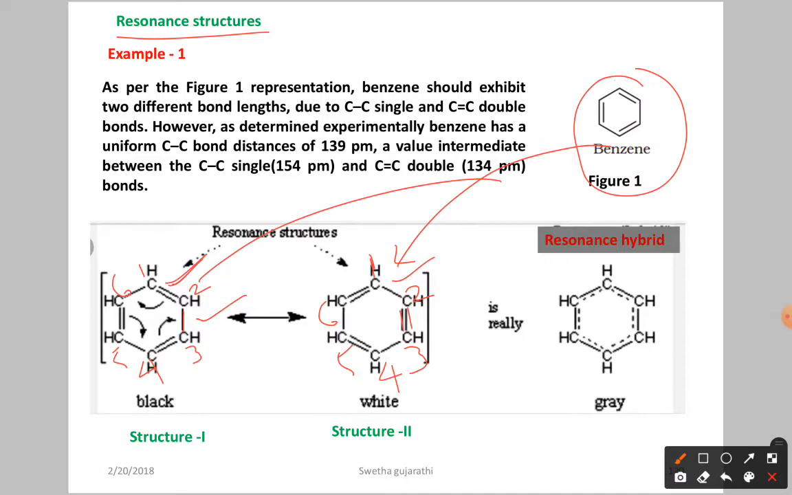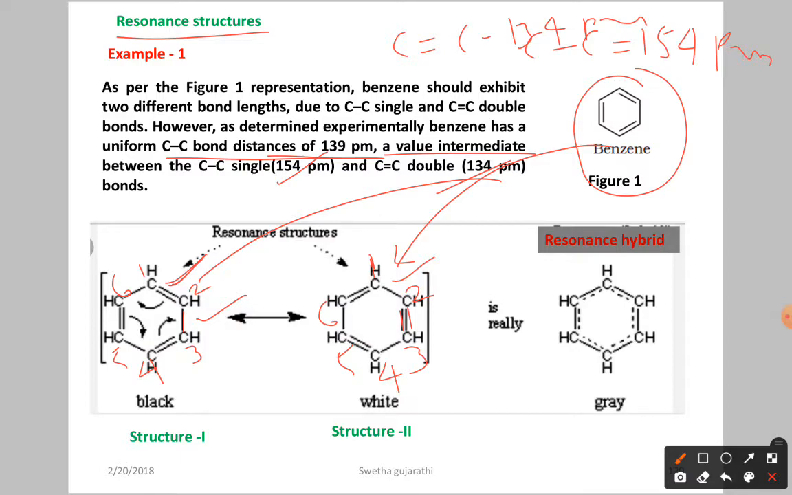So the carbon-carbon bond length in benzene: if it is only a single bond, it should be 154 picometers. If it is only a double bond, it should be 134 picometers. But in the case of benzene it is neither 154 picometers nor 134 picometers. The carbon-carbon distance is 139 picometers, a value intermediate between 154 and 134.